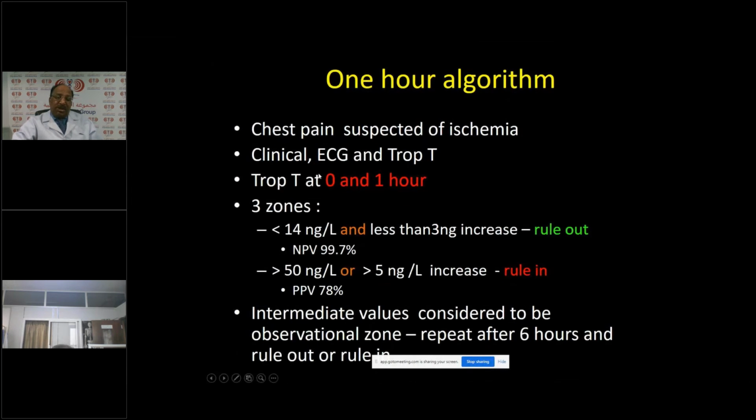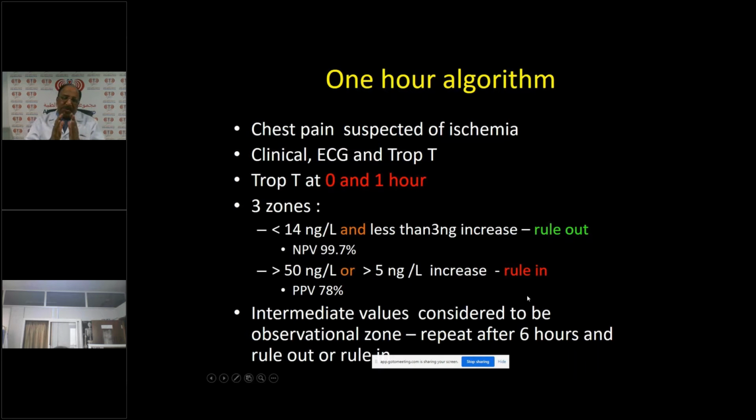The trop T is taken at the time of presentation and then at 1 hour. There are 3 zones actually. Less than 5 at 0, and the patient has more than 3 hours of pain, it is ruled out. Then you have less than 14 and less than 3 nanogram increase. Then also it is ruled out at 1 hour. Then more than 50 nanogram per liter or more than 5 nanogram increase, it is ruled in.